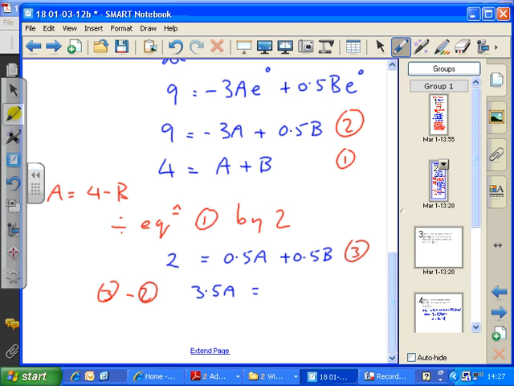equals 2, equation 3 take away equation 2, 2 minus 9 is minus 7. Dividing both sides by 3.5, a equals minus 2.